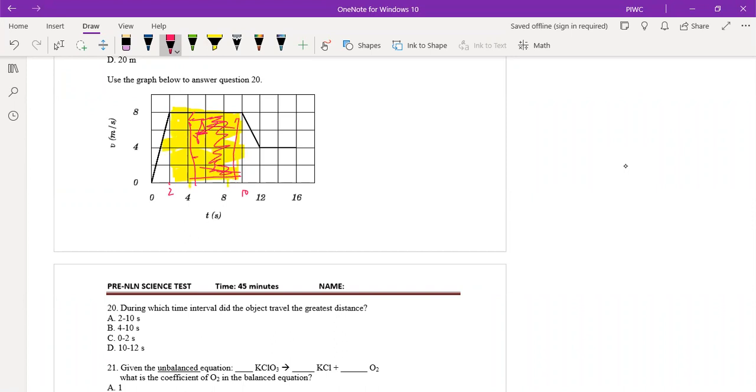Okay, 0 to 2 will be from here to there. 0 to 2, here to there. And then 10 to 12 will be from here to 12.